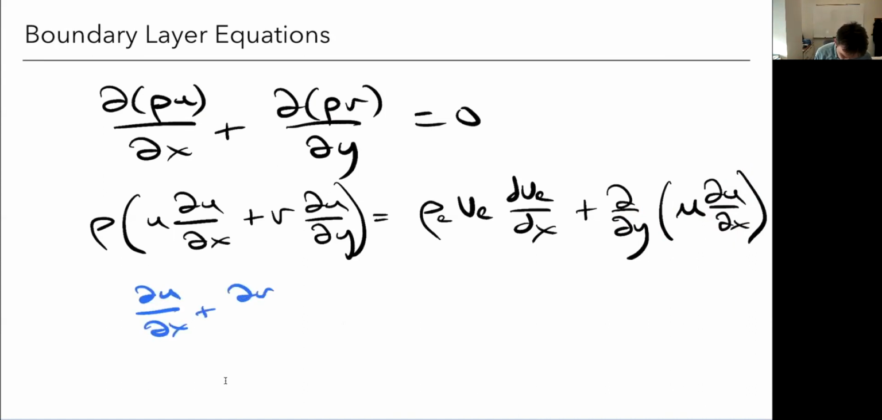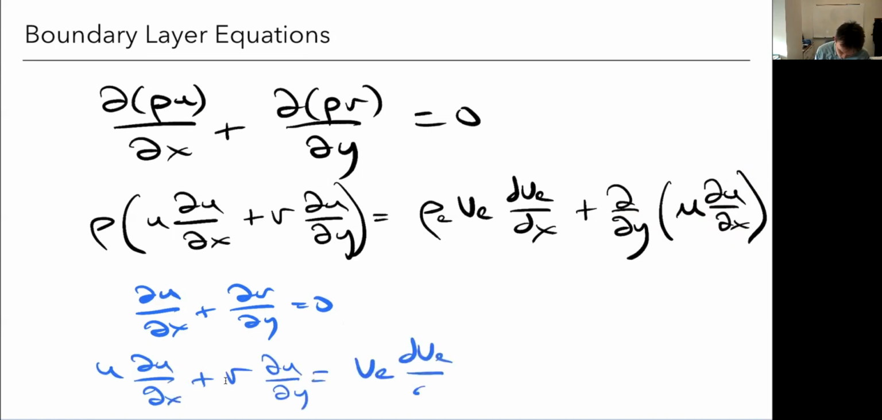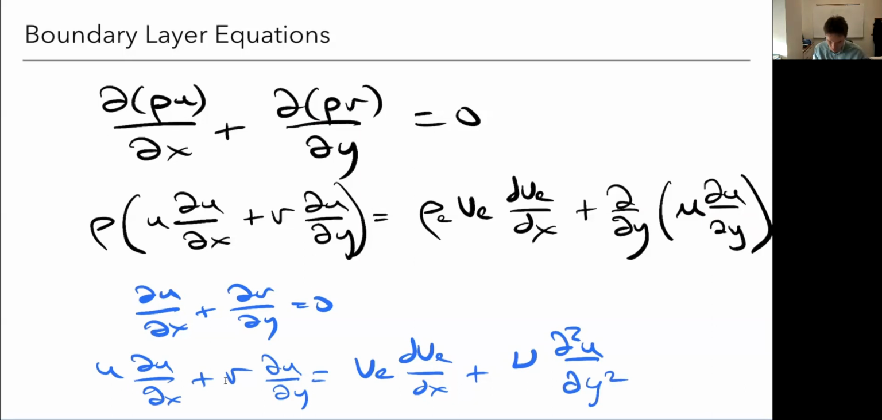du/dx plus dv/dy equals 0. And then this one is u du/dx plus v du/dy equals ve dve/dx plus nu. Sorry, that's nu. That's the kinematic viscosity. Second derivative of u with respect to, this should have been a y. Yeah, that's a y. Sorry, let's do it in the same color. So this is the differential form of our boundary layer equations.